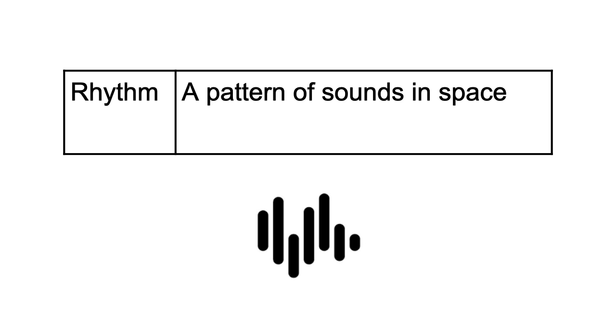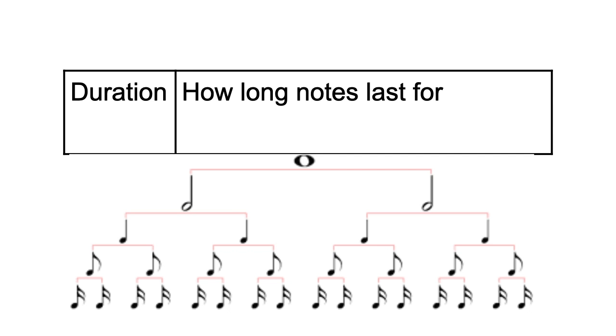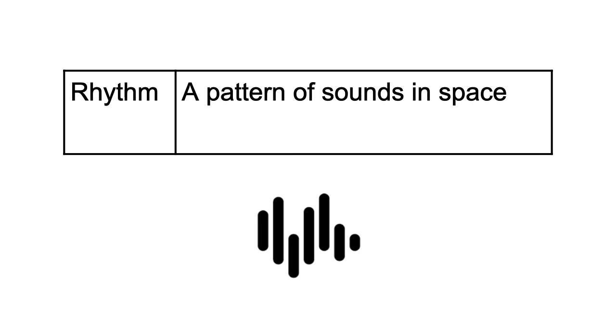So when we're talking about rhythm, you can describe rhythm in lots of ways, like there's lots of notes with short duration. They use quavers, or they use crotchets, or they use semi-breves. So that's all this stuff we were talking about. Rhythm is just a pattern of sounds in space. Even speaking has a rhythm to it.